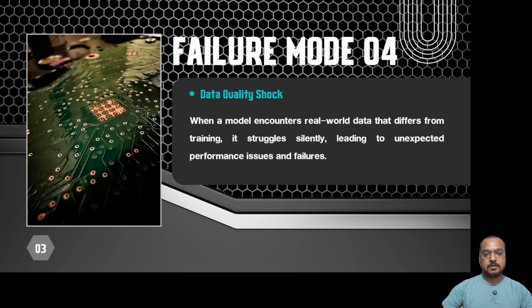Data quality shock. That's our next failure mode. What is it? Data quality shock is what happens when your model meets real world data for the first time. It was trained on clean, curated, static data. Production feeds it something completely different, and the model has no way to tell you it's struggling.